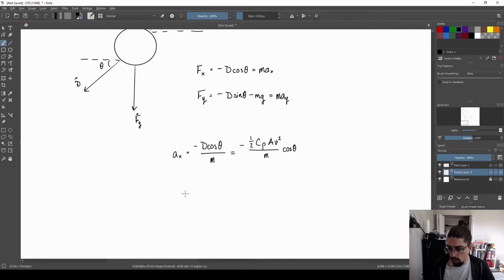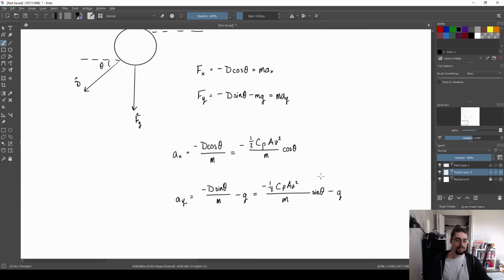Okay, one way to do that. a_y can be written out similarly. Now it's going to be a little bit more messy, but this is going to be a negative D sine of theta divided by m minus g. This would then become negative 1/2 C rho A v squared divided by m times sine of theta minus g. Yikes.